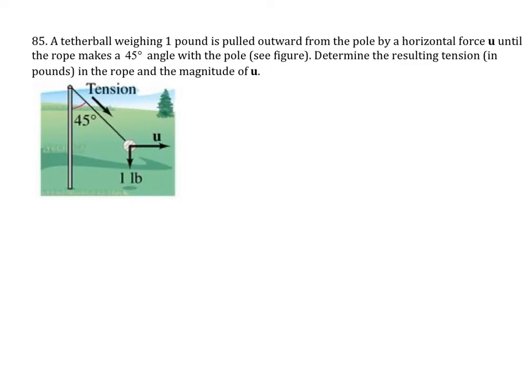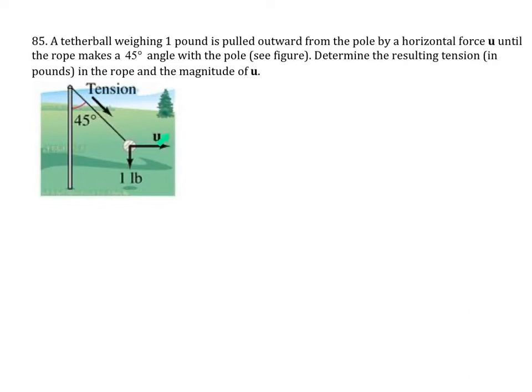Here is problem number 85 on 6.3. So we have a tetherball weighing 1 pound and it's pulled outward from the pole by a horizontal force U until the rope makes a 45-degree angle with the pole here. Determine the resulting tension in pounds in the rope and the magnitude of U.